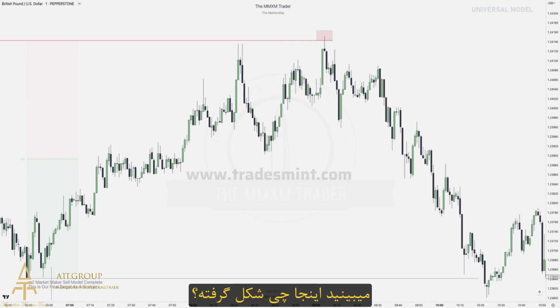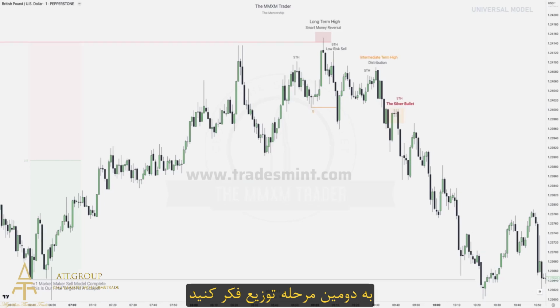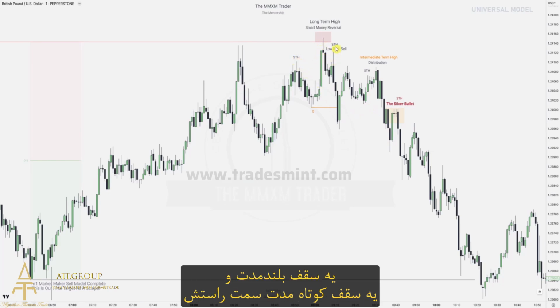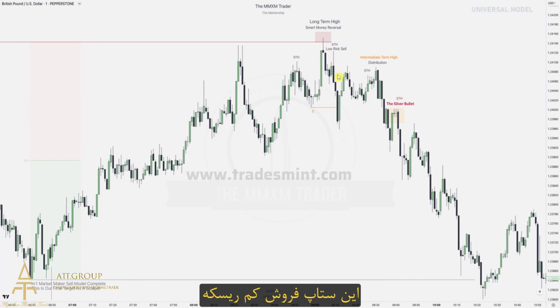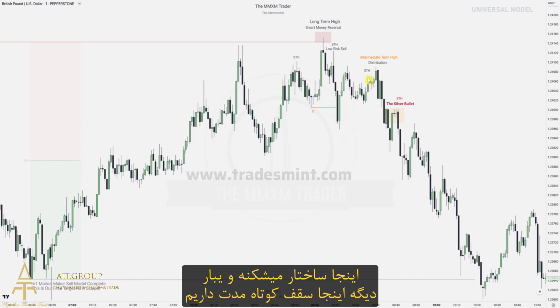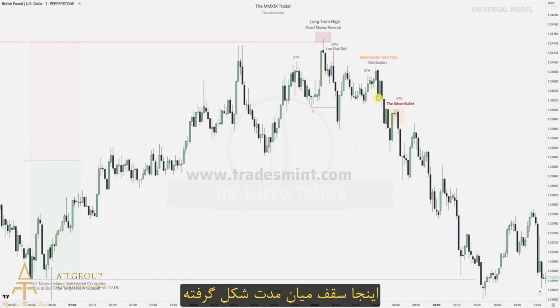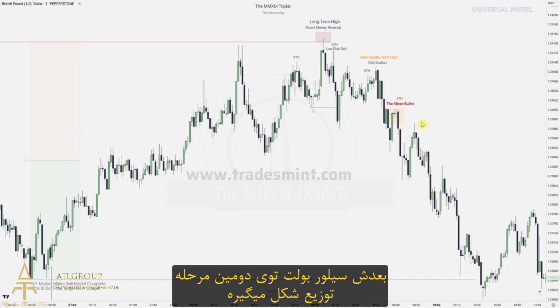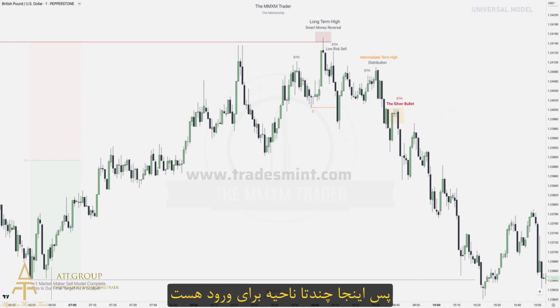Do you see what is forming over here? I'll give you a hint. Think about the second stage of distribution, right? Got that silver bullet formed, right? So we have that short-term high, longer-term high, and a short-term high to the right of it, that low-risk sell. We break structure, and once again we have that short-term high here, intermediate-term high formed here, and then that silver bullet forms in that second stage of distribution. So multiple areas where you can get in, but this is the silver bullet area.